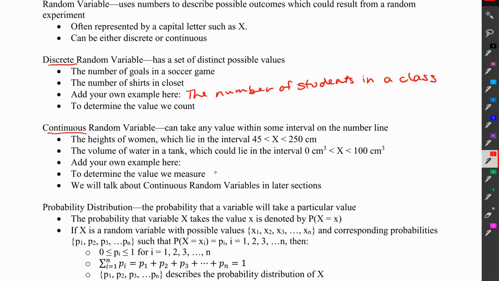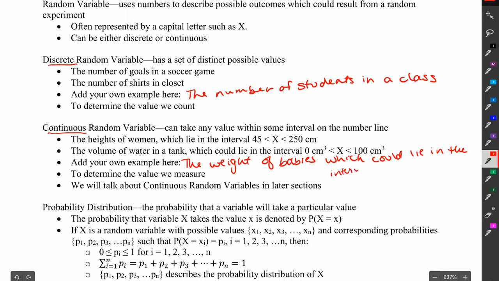The example I'm going to add is the weight of babies, which could lie in the interval 1 pound to, we'll say, 15 pounds.